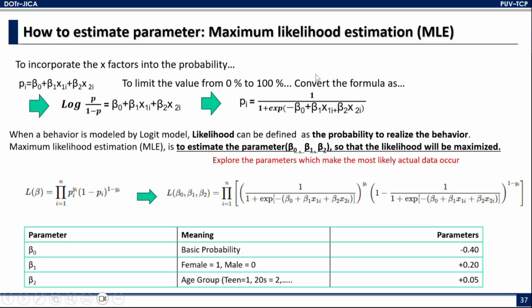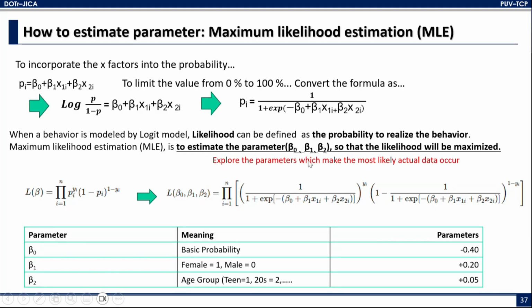Then the likelihood. This MLE methodology is to maximize the likelihood, the probability to realize the observed behavior. The maximum likelihood estimation is to estimate the parameters so that the likelihood will be maximized. It means to explore the parameters which make the actual data most likely to occur, that is, what kind of values should be applied to beta 0, beta 1, and beta 2.